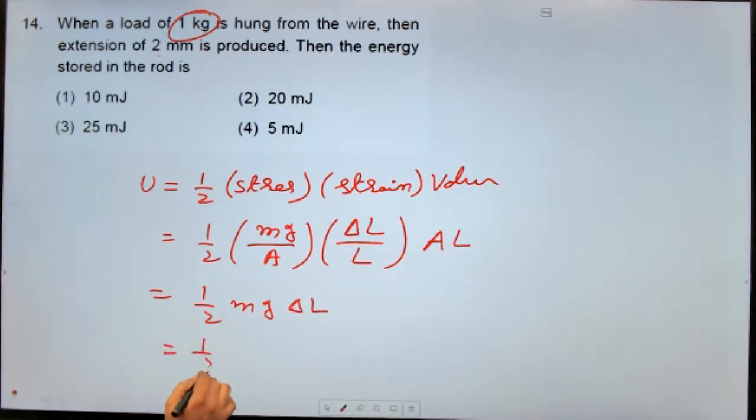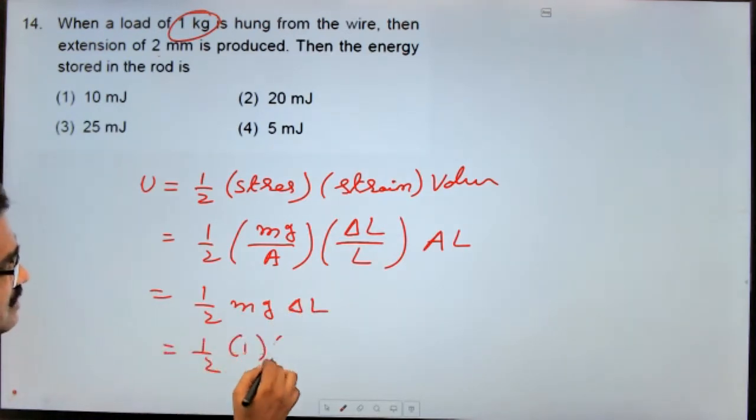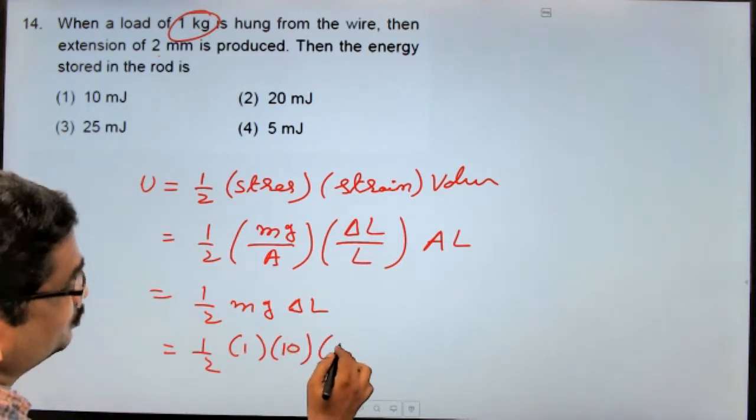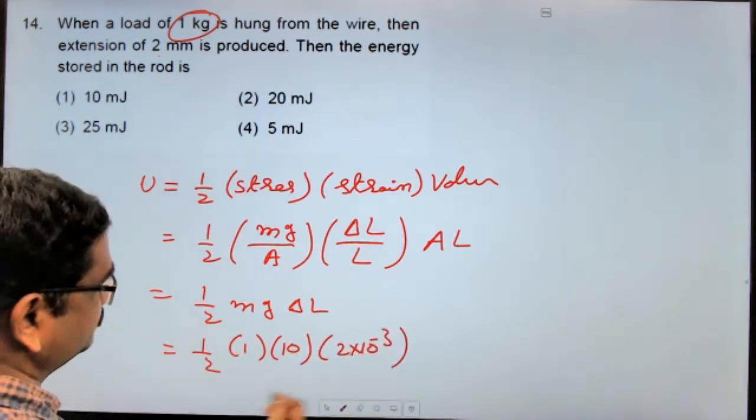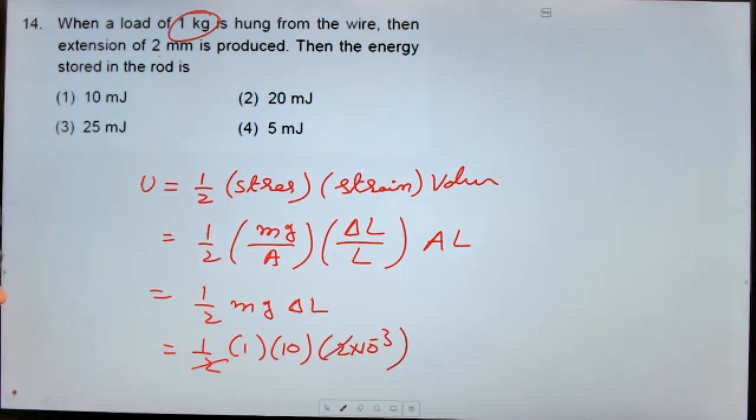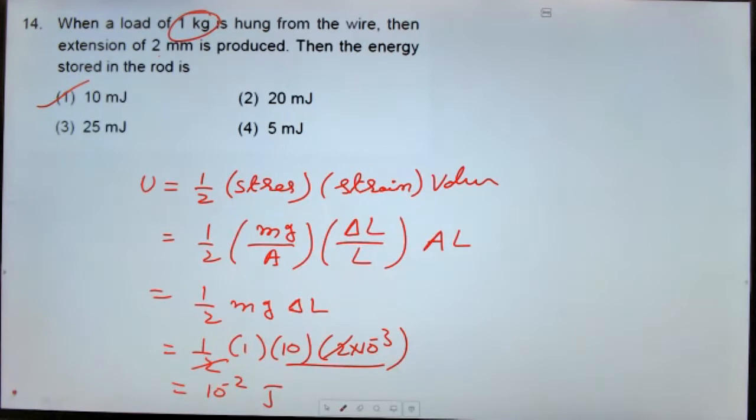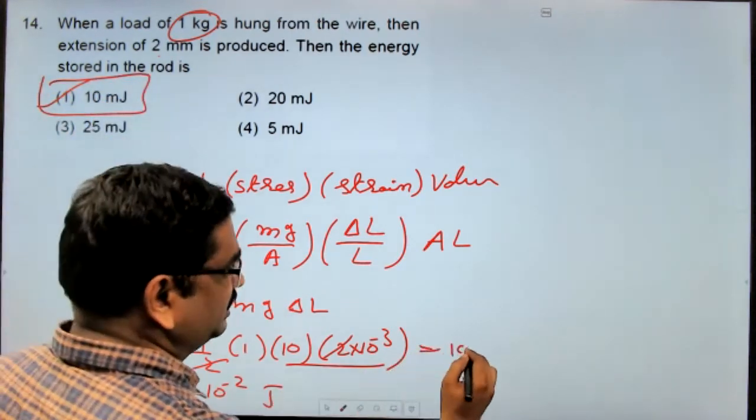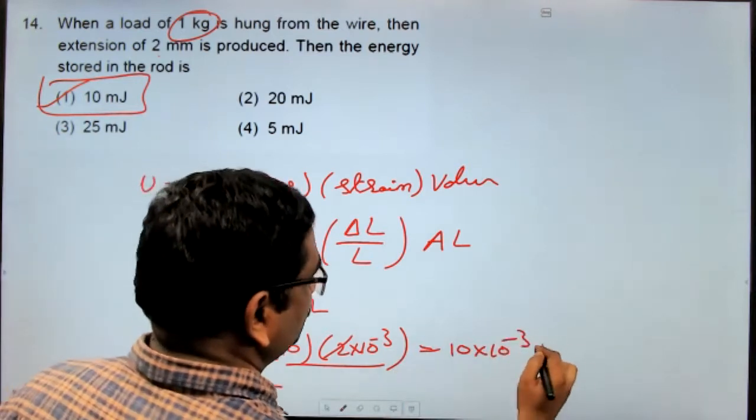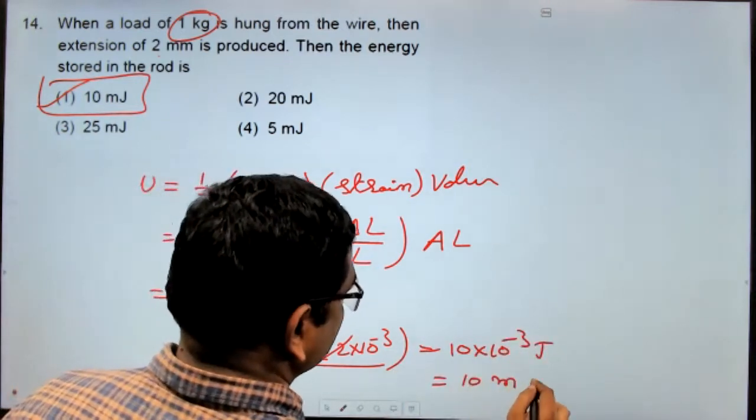That is equal to 1 by 2 into m value 1, g value 10, delta L value 2 mm means 2 into 10 power minus 3. Then cancel 2. Then you will get 10 power minus 2 joules, or 10 into 10 power minus 3 joules, 10 millijoules. 10 power minus 2 joules or 10 millijoules is the answer. Go with the first option.